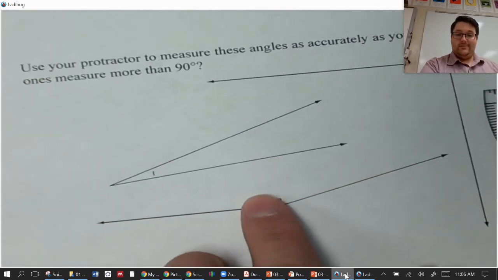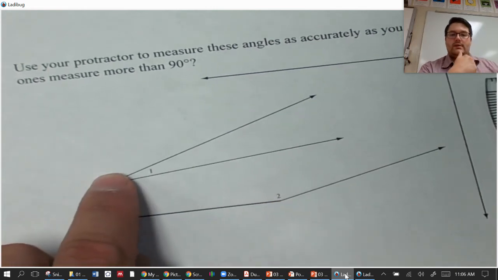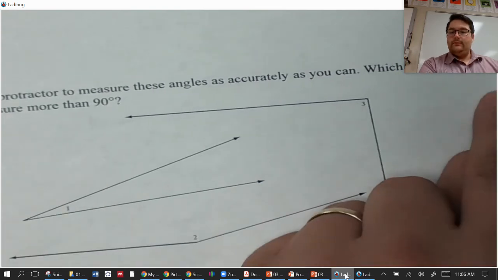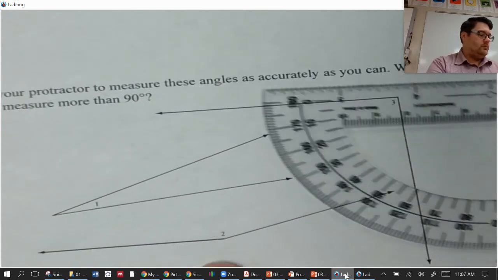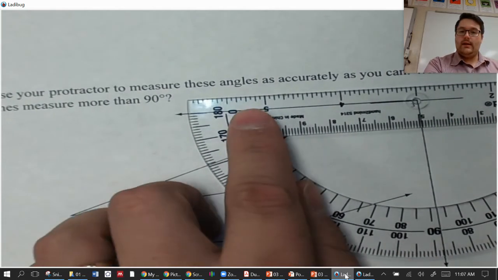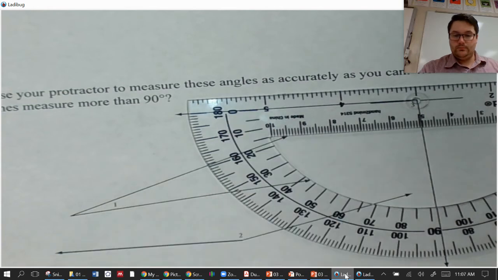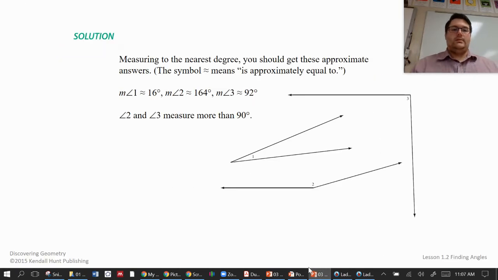On ones like this, it's pretty obviously bigger than 90 degrees. On one like this, it's pretty obviously less than 90 degrees. But for something like number 3, you have to trust the scale on your protractor. Are you on the inside scale or the outside scale? That depends on which one you lined up at the 0. Okay, so you can see there, 16, 164, and 92, which is about what we said.